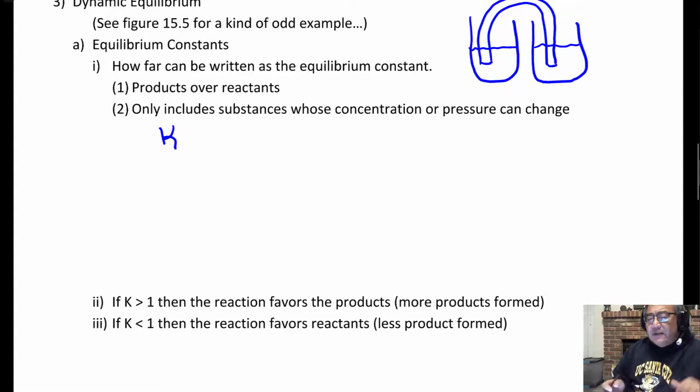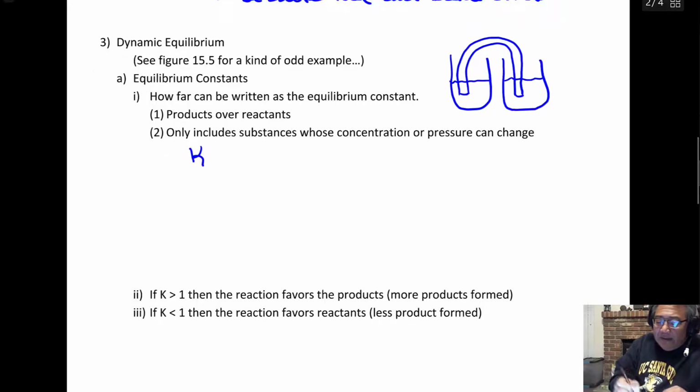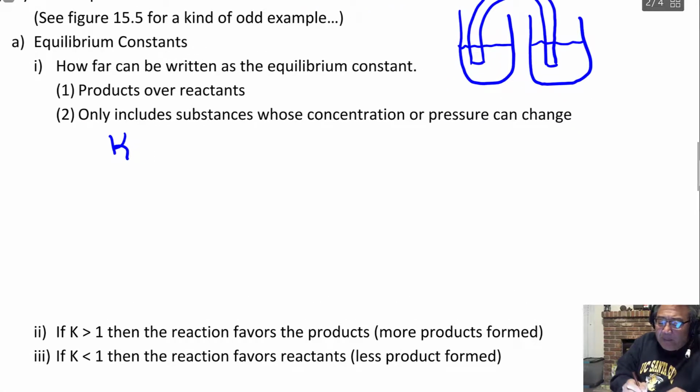And one of the things I expect you to be able to do is if I give you a random chemical reaction, you should be able to write the equilibrium constant expression for that. That simply means write the equation for the equilibrium constant. So K, right, is my equilibrium constant. In general, it's products over reactants.